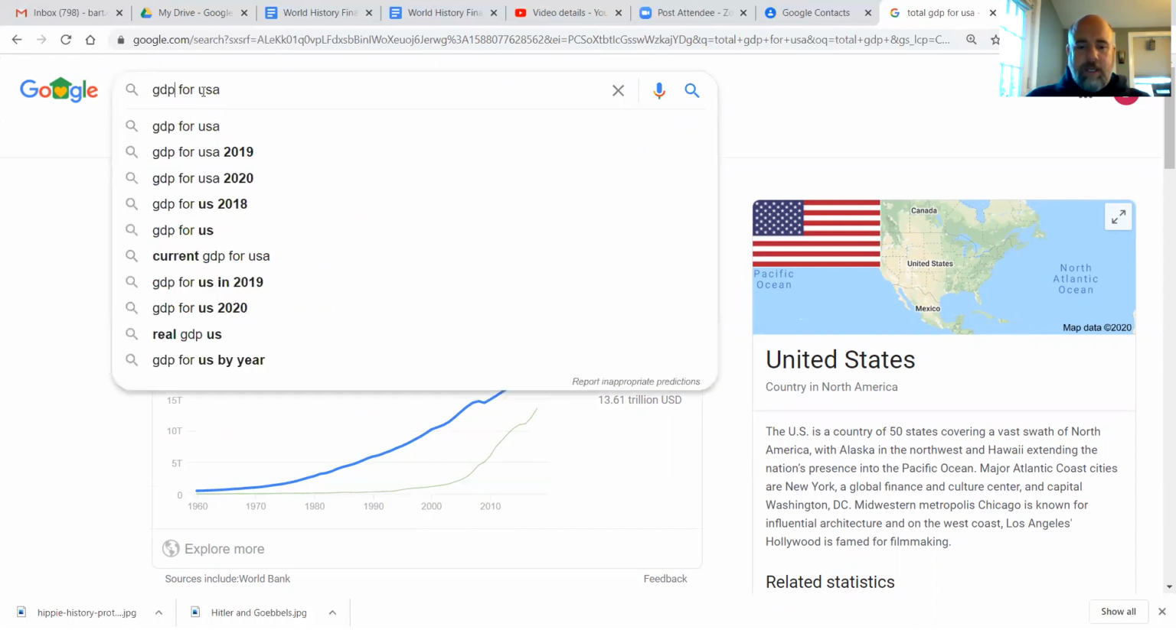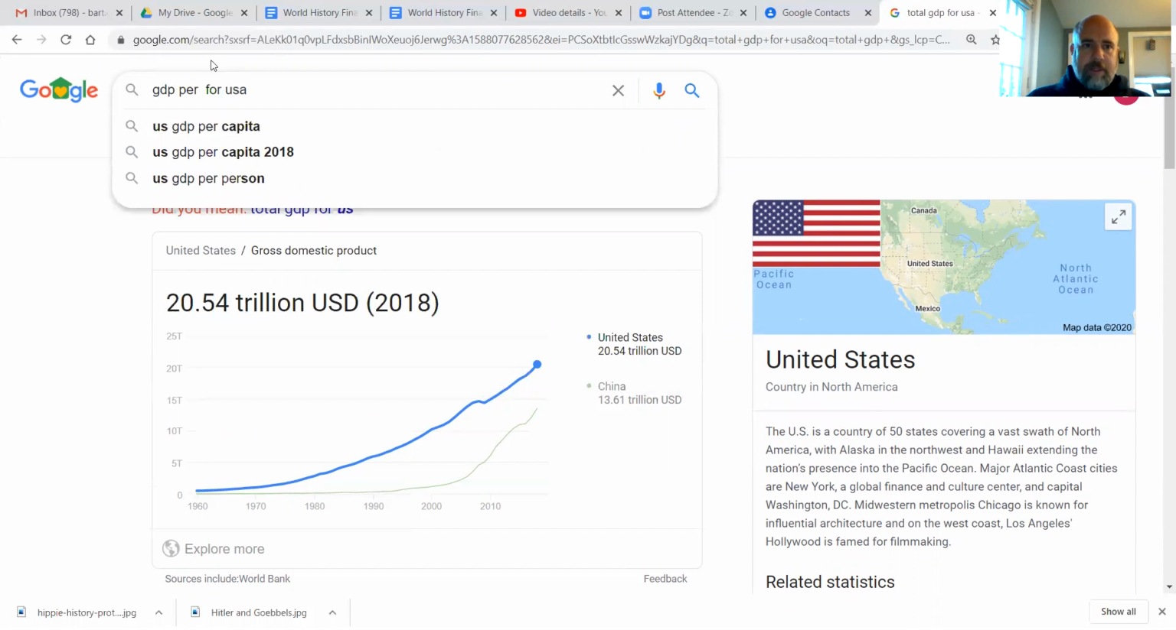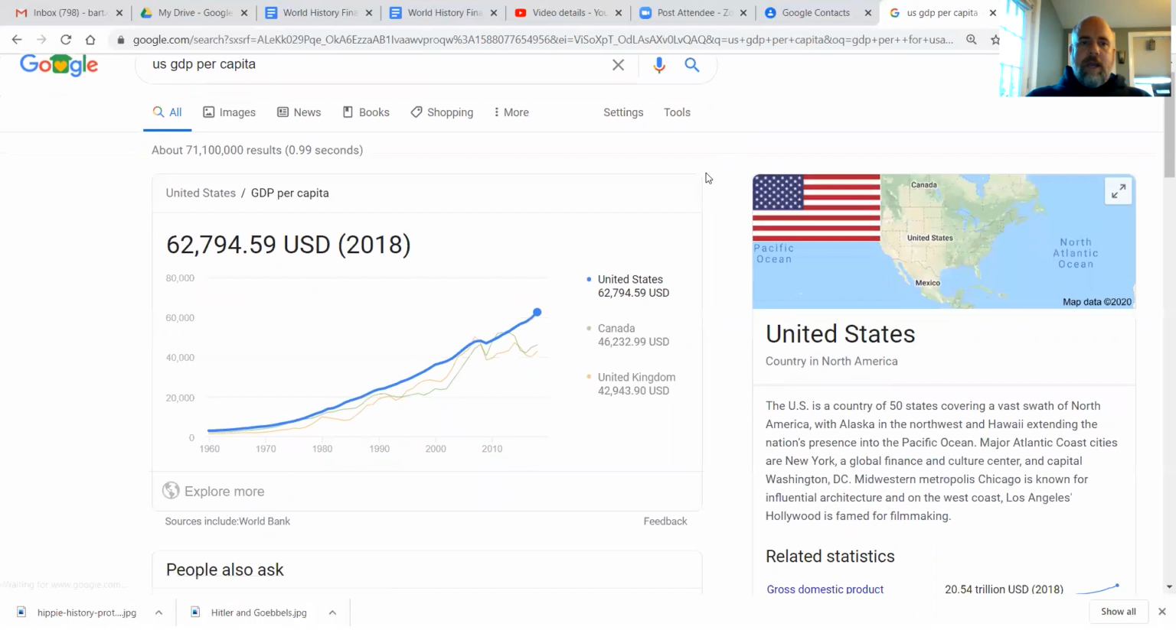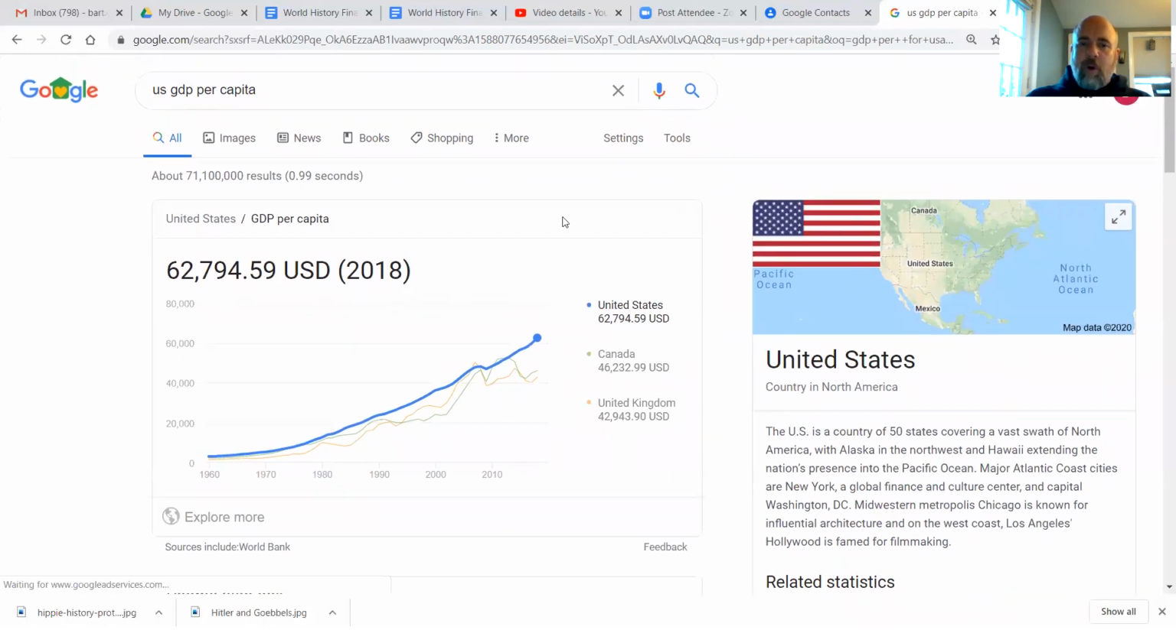let's do GDP per capita. Okay, and the United States per capita, per person, 62,794, and a little bit more. I'm just explaining what some of these numbers mean. The interesting thing is, you look how America's pretty consistent here. A little dip there when we had our little recession, but it's a little dip. I'm sure we're going to have a dip here, unfortunately, because of coronavirus. But you look at Canada and the United Kingdom, it's been a little bit more up and down.